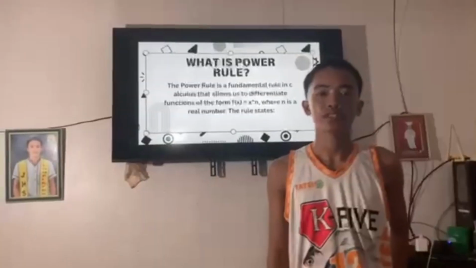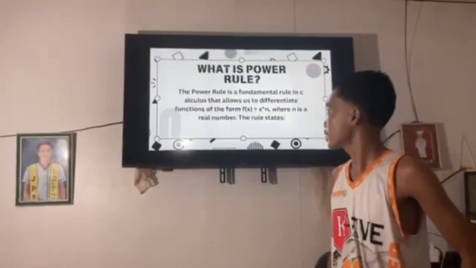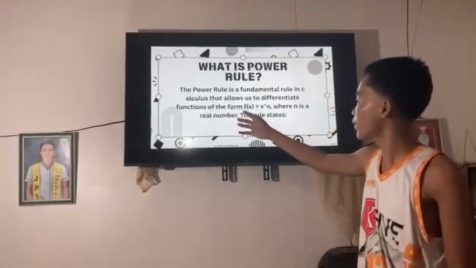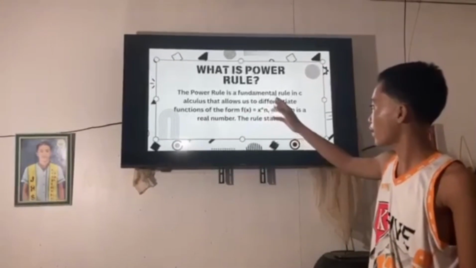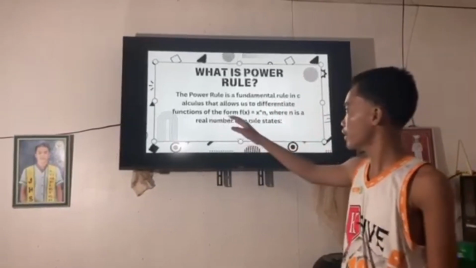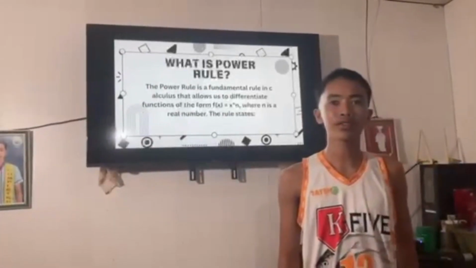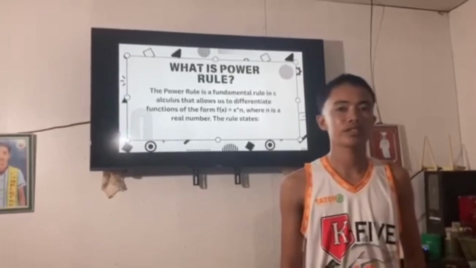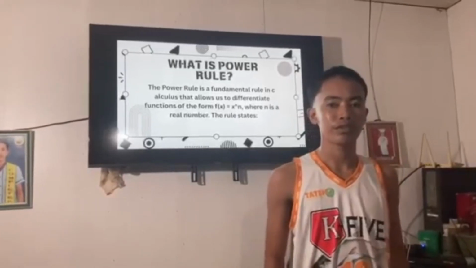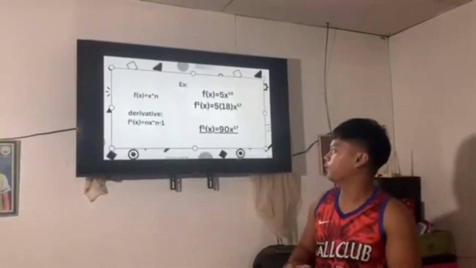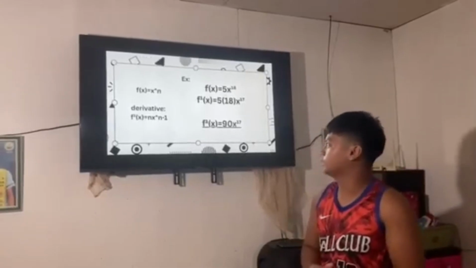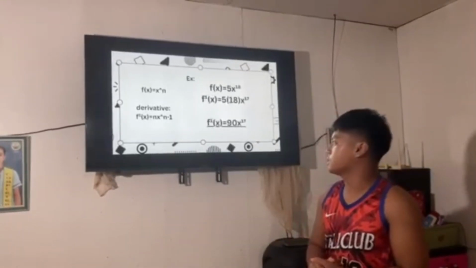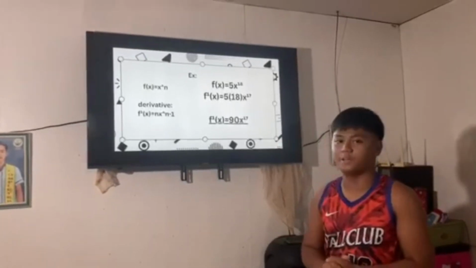Power rule. What is the power rule? The power rule is a fundamental rule in calculus that allows us to differentiate functions of the form f(x) equals x to the power of n, where n is a real number. The rule helps us find the derivative of a function, which represents the rate of change of the function with respect to x. For our example function, f(x) equals x to the power of n, and its derivative is f prime of x equals n x to the power of n minus 1.